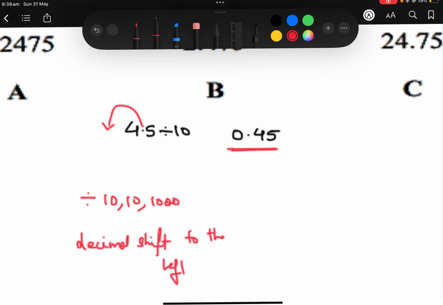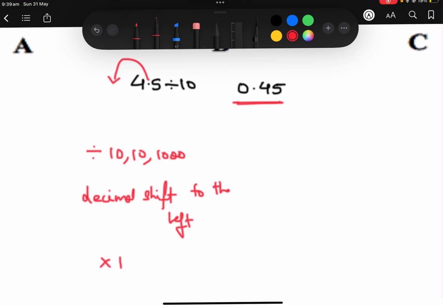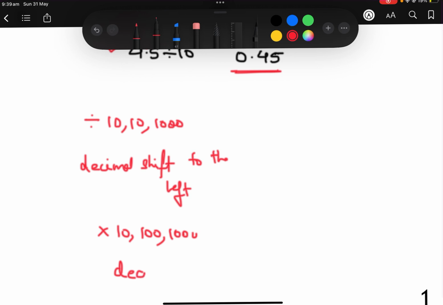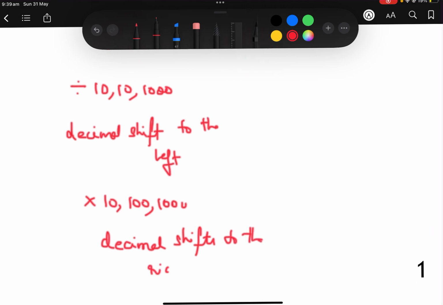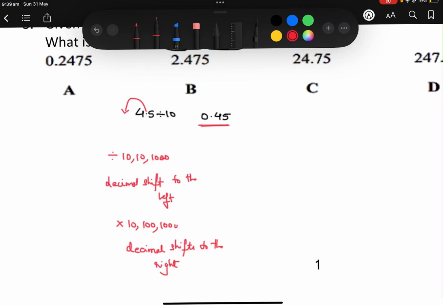Likewise, when you multiply a number with 10, 100, or 1000, then what's going to happen? The decimal is going to shift to the right, as what we see here.